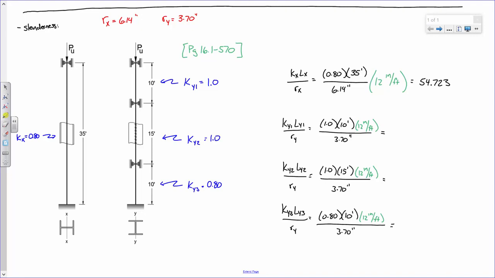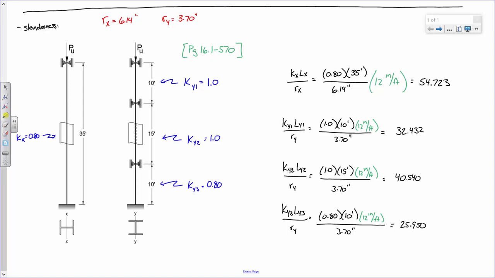Now, does anybody have some answers for me? How about for 1? 32.432. What about for number 2? And for the next one? No, say it again. 950? Okay. All right. Everybody see what we did? Remember, this one has a different K value. All right, does everybody see what we did?